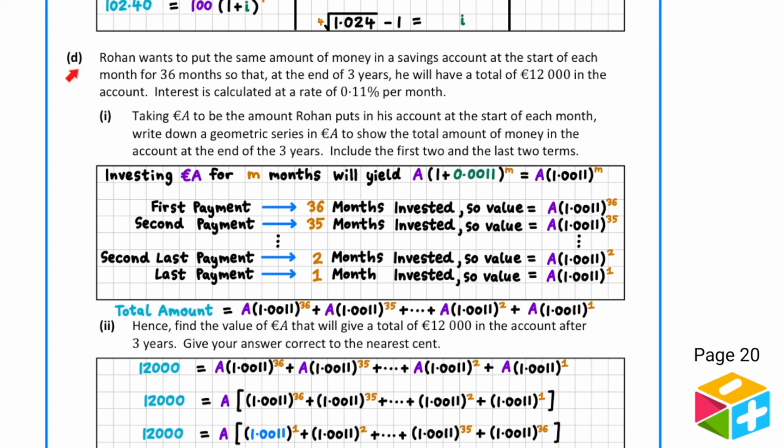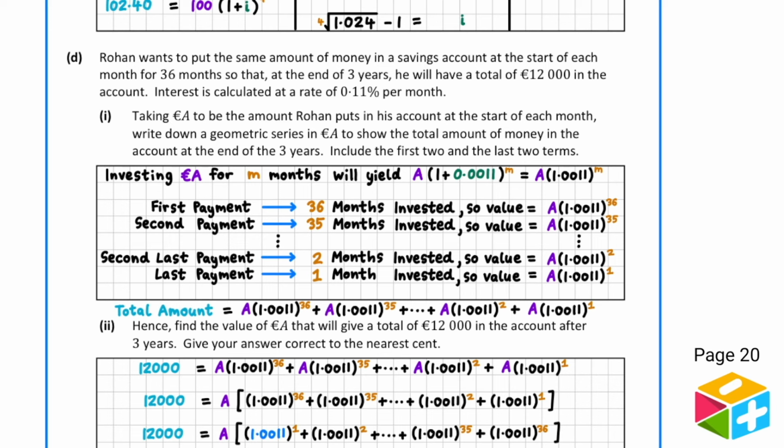In Part D, Rowan deposits money into a savings account at the start of each month for 36 months. We know that at the end of this 3-year period, Rowan will have €12,000 in the account. We also know that interest is calculated at a rate of 0.11% per month. In Part I, we assume that Rowan deposits €A at the start of each month, and we must write down a geometric series to capture the total amount of money at the end of the 3 years.